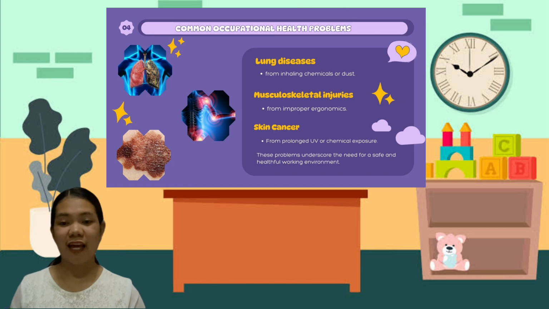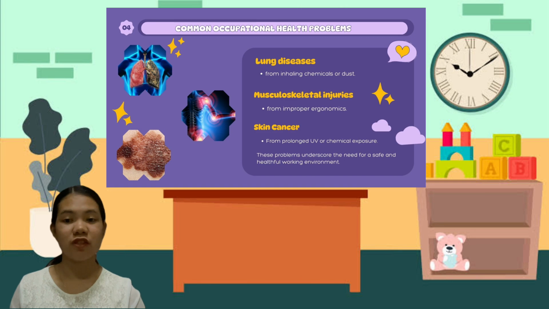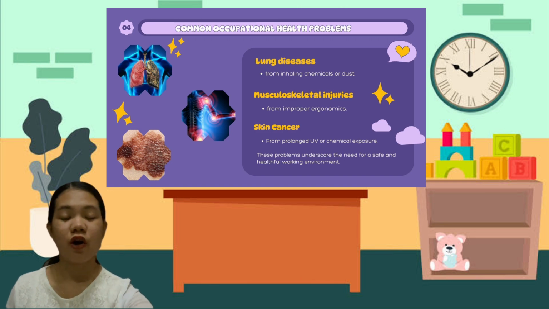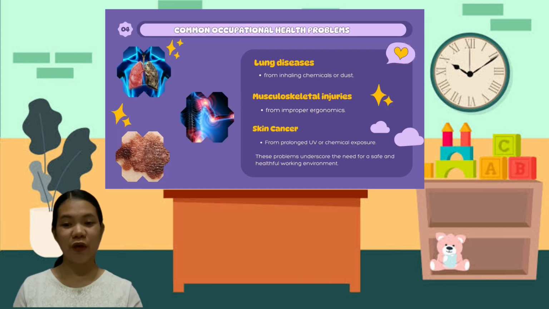Lastly, skin cancer. Workers who are frequently exposed to ultraviolet radiation, such as outdoor laborers, or harmful chemicals, like those in industrial cleaning agents or dyes, are at increased risk of developing skin conditions like skin cancer. Prolonged exposure without protective measures exacerbates this risk. These health problems highlight the critical need for a safe and healthful working environment.